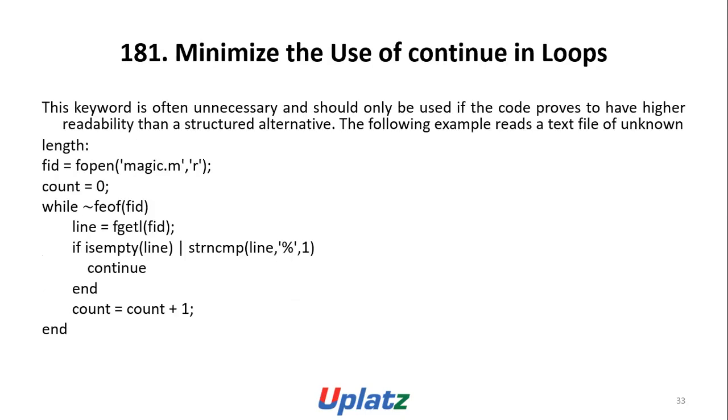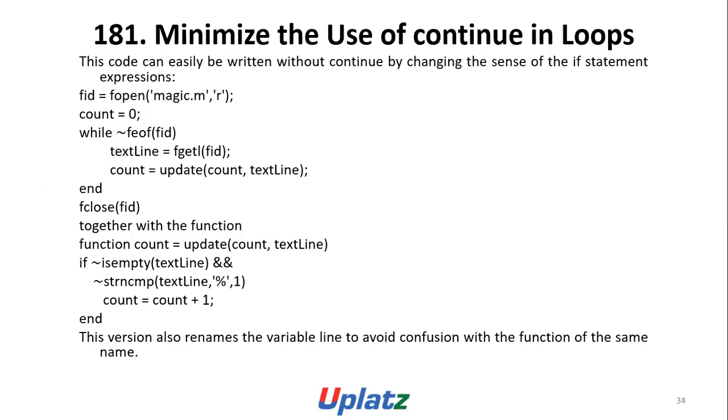Minimize the use of continue in loops. Minimize the use because this keyword is often unnecessary and should only be used if the code proves to have higher readability than a structured alternative. The following example reads a text file of unknown length: fid equals fopen magic.m, count equals 0, while not feof fid, line equals fgetl fid, if isempty line and strcmp line, count plus 1. This code can be easily written without continue by changing the sense of the if statement.